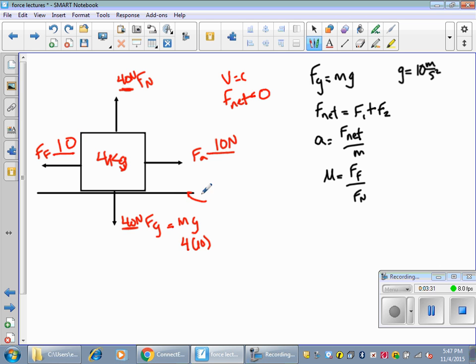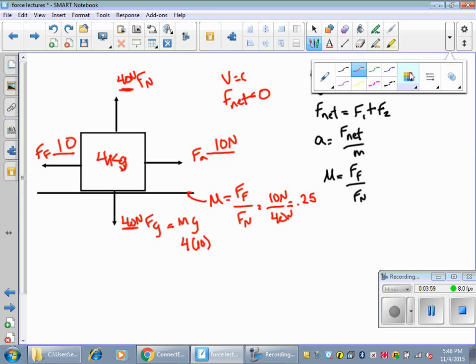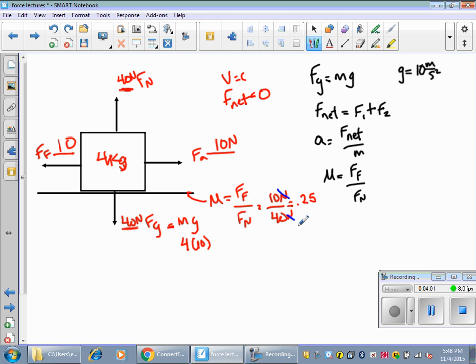Last but not least, how do I figure out my coefficient of friction? It's this equation right here: force friction over force normal. So that's force friction 10 divided by force normal 40. Put that in the calculator. 0.25. And newtons, but it doesn't matter because what happens to my units with coefficient of friction? They cancel out, right?